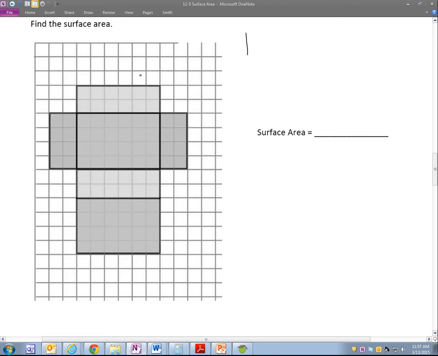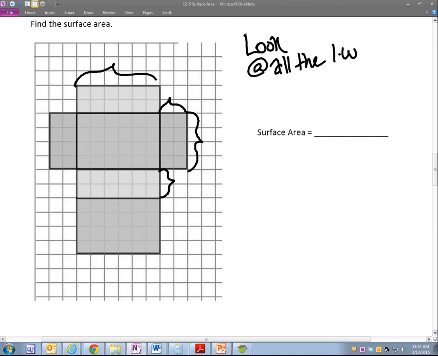To find the surface area, we would have to look at how many lengths times widths we have. That's what we would have to look at. And the thing is, surface area is length times width of all sides. Length times width of all sides, as you need to write in there, okay?